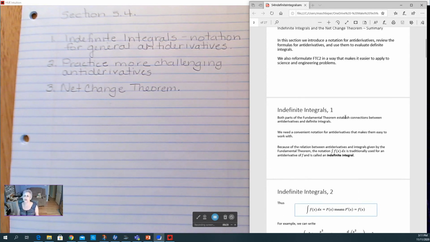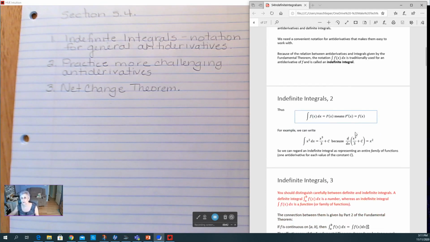Since both parts of the fundamental theorem of calculus establish the fact that integrals and derivatives undo one another, it makes sense to use an integral to represent the antiderivative. So there is the official definition. The integral of f of x equals capital F of x means that capital F prime is lowercase f of x.